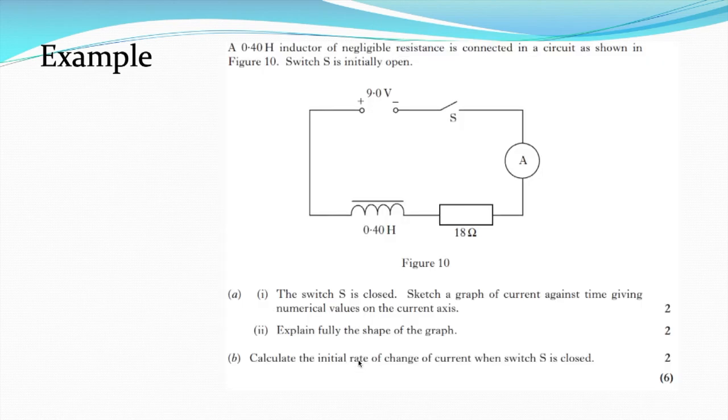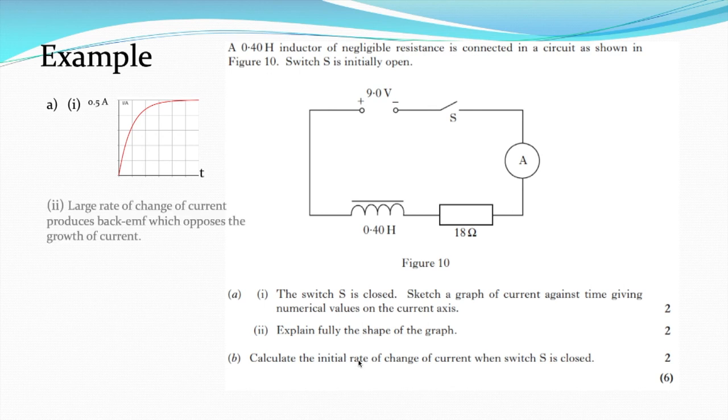Here's a wee example. This is from a past paper. If a 0.4 Henry inductor of negligible resistance is connected in a circuit as shown in figure 10 and the switch is open, and then we close the switch, sketch a graph of the current against time giving numerical values on the current axis. So the current's going to grow up to a maximum value. What will that maximum value be? Well, we can use Ohm's law. I equals V over R, a 9 volt battery, an 18 ohm resistance in the circuit. So 9 over 18 is 0.5 amps. 0.5 amps is the maximum current that we're going to get in that circuit when the current has grown to its maximum value. So there's our graph with the 0.5 amp maximum on it. We don't need to put a time on it.